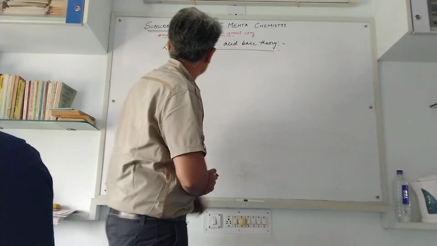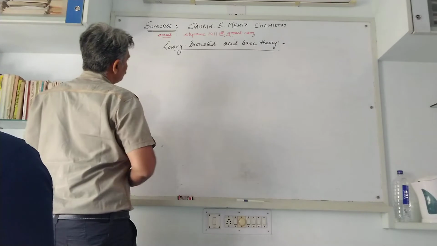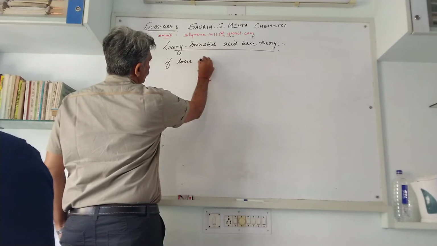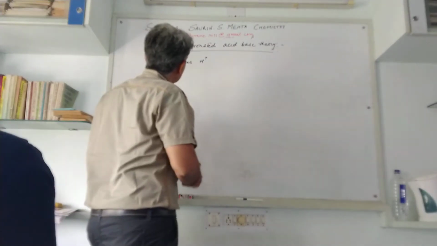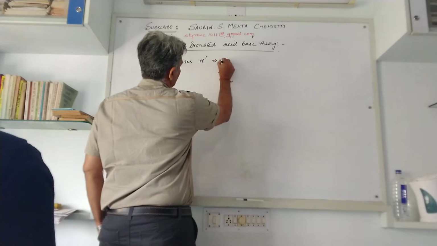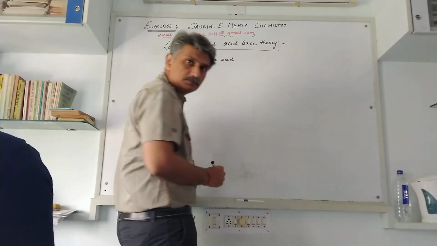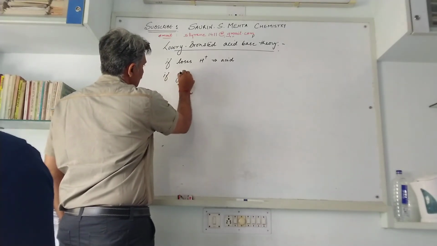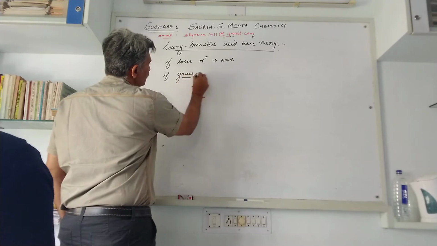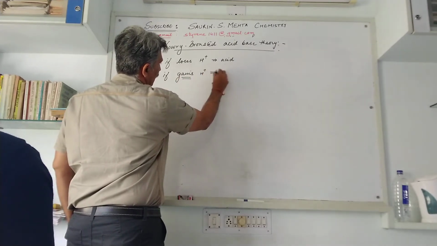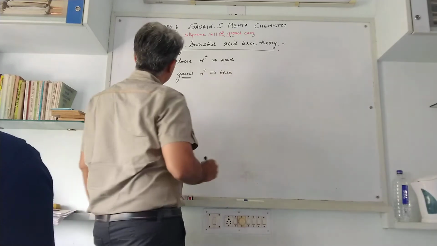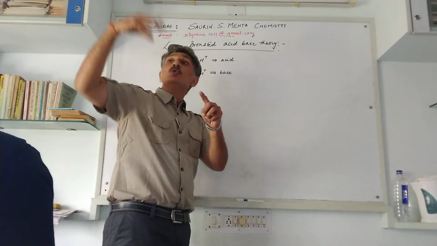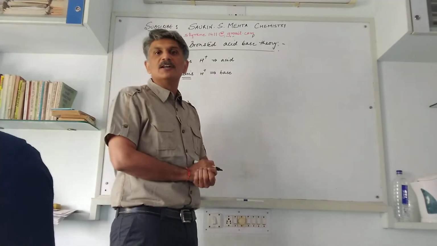What was the change? Let's see. According to Lowry and Bronsted, a compound, if it loses a proton, H plus, then it is an acid. And a compound, if it gains a proton, then it's a base. So according to Lowry-Bronsted, the concept of losing OH minus was no more.